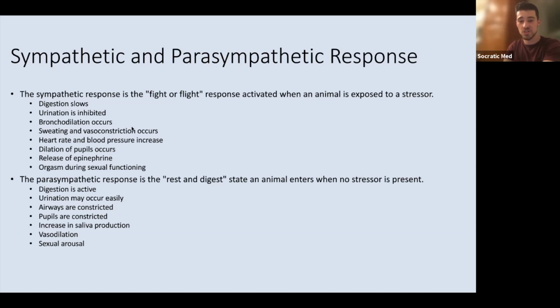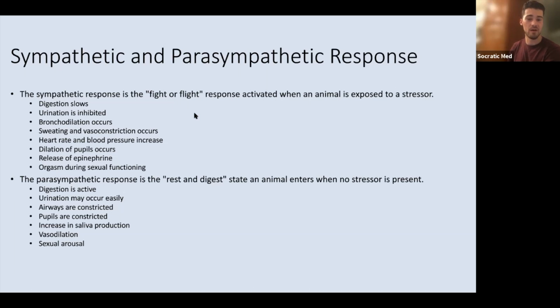Sweating, vasoconstriction occurs. With vasoconstriction, your blood vessels get pretty small, that increases your heart rate, that increases your blood pressure. So we're getting more oxygen, more nutrients to the target tissue faster, and more of it in a small amount of time. Dilation of pupils occurs. It allows you to see farther distance, and there is the release of epinephrine.